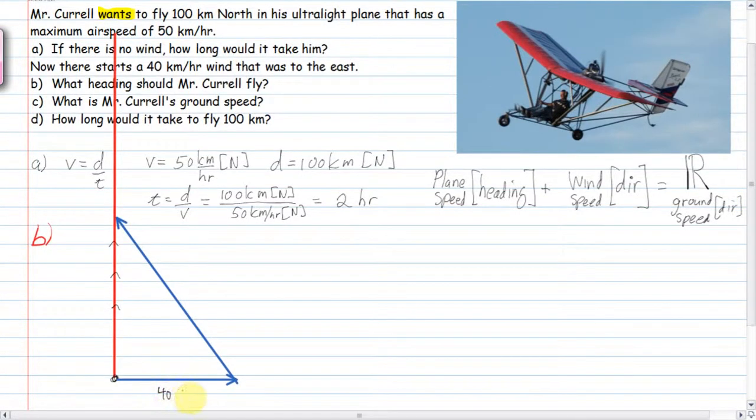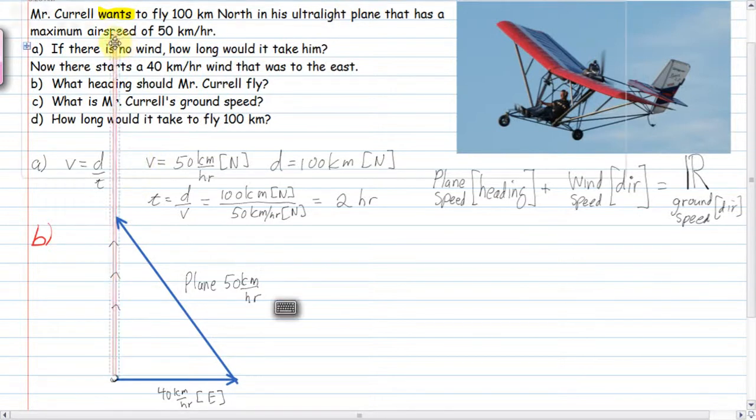40 kilometers per hour. And that's going to the east. Here's the plane. And that is going at 50 kilometers per hour. I don't know the direction yet, but I have the vector drawn. And the ground speed, which is the red, I don't have the magnitude of it, but I know the direction. It's north.